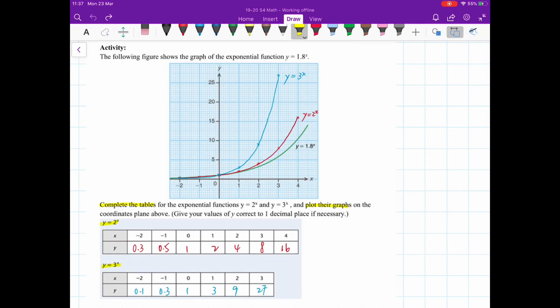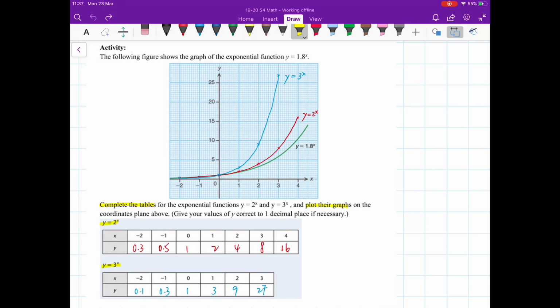So let's check the answer together. First, please check the answer in the table. Please make sure that all the answers you calculate are correct. And then please take a look at the graphs. For the graph, you don't have to draw it perfectly, okay? Just roughly with the shape is already okay. Then let's do the discussion together.